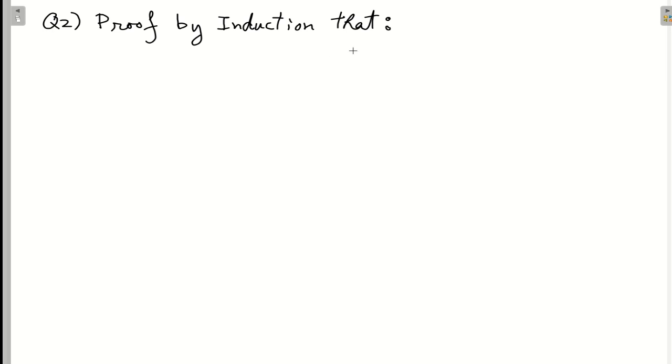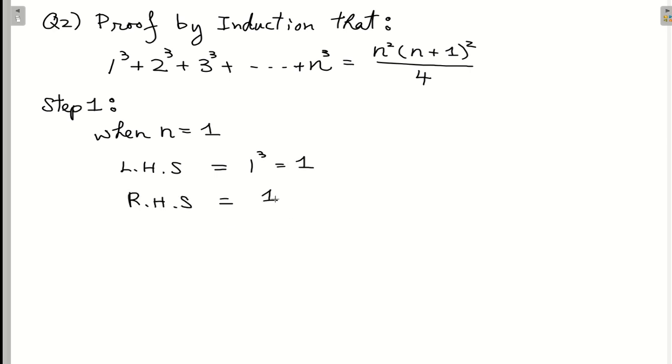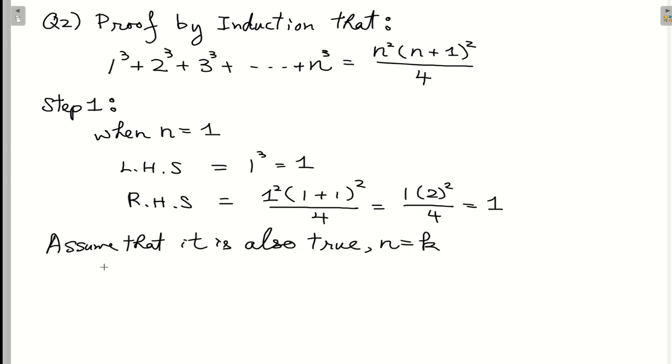Question 2. Prove by induction that 1 cubed plus 2 cubed plus 3 cubed up to n cubed is equal to n squared multiplied by n plus 1 squared divided by 4. Step 1. When n equals 1, the left-hand side is equal to 1 cubed, equal to 1, and the right-hand side is equal to 1 squared times 1 plus 1 squared divided by 4. So it's 1 multiplied by 2 squared divided by 4, which is equal to 1. So it is true when n equals 1.